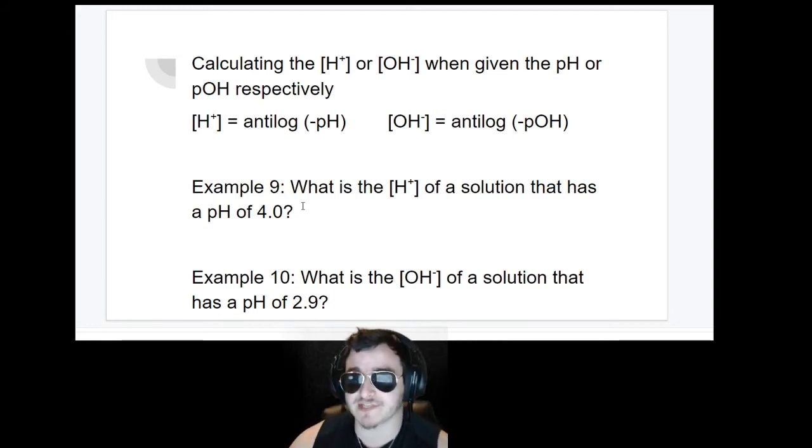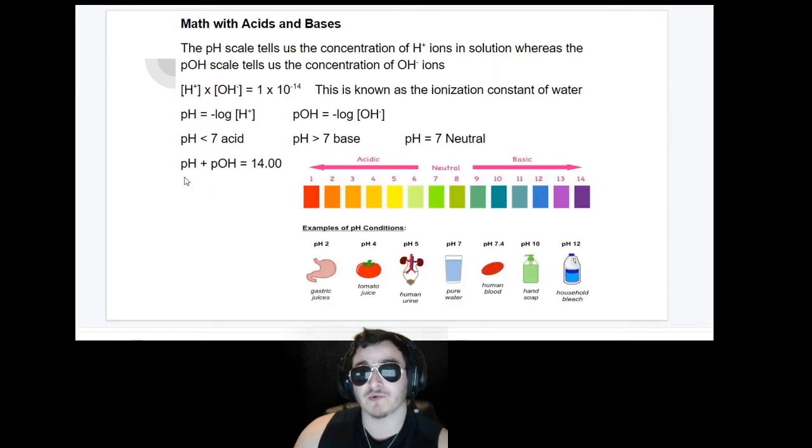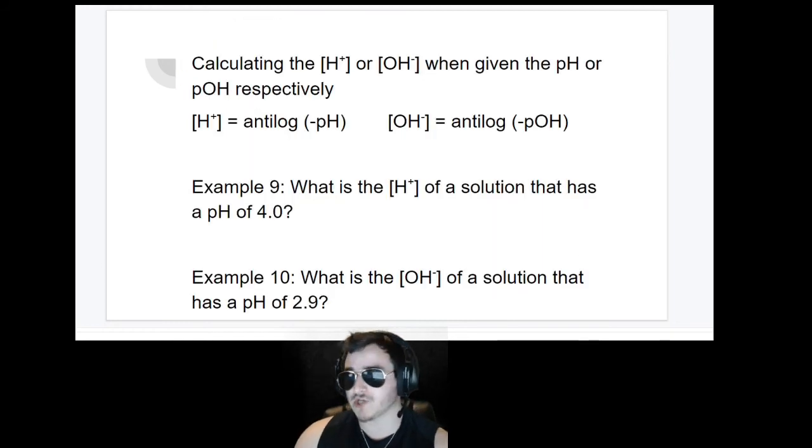Let's discuss example 10 while we're here as well. What is the hydroxide concentration of a solution that has a pH of 2.9? Well, look at your equation. What do you need in order to solve for your hydroxide concentration? It's not pH. It's pOH. But what did the problem give me? It gave me pH. So I first need to convert pH to pOH, and then I can solve it. So we have to once again utilize that constant. pH plus pOH is going to equal 14. Solving on the board now.